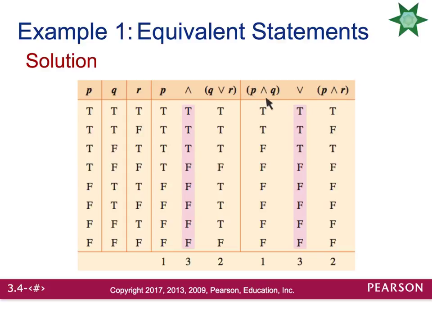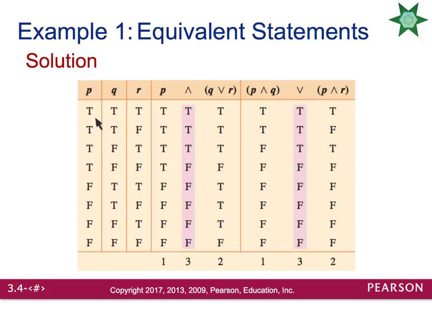So we have (P and Q) or (P and R). We have to do the parentheses first, so we'll do this as our first step. This P and Q: 2 trues gives us a true. 2 trues, true. Remember, for and we need 2 trues, so with true, false that's false. True, false gives us false. False, true gives us false. False, true gives us false. False, false gives us false, and false, false gives us false. Okay, so there's P and Q. Now let's look at P and R.